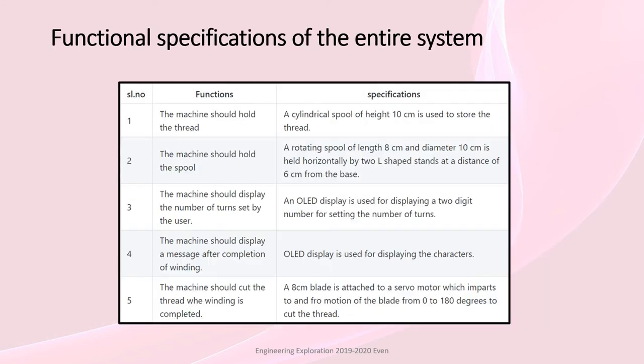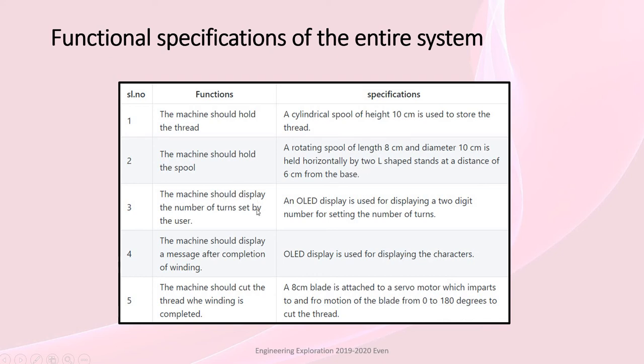So next we have functional specifications of the entire system. The functions are: the machine should hold the thread, and its specifications are: a cylindrical spool of height 10 cm is used to store the thread. The machine should hold the spool. A rotating spool of length 8 cm and diameter 10 cm is held horizontally by two L-shaped stands at a distance of 6 cm from the base.